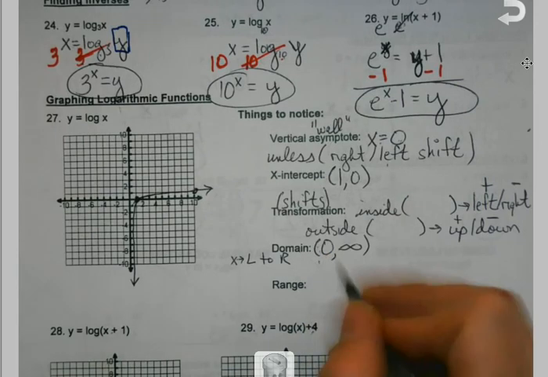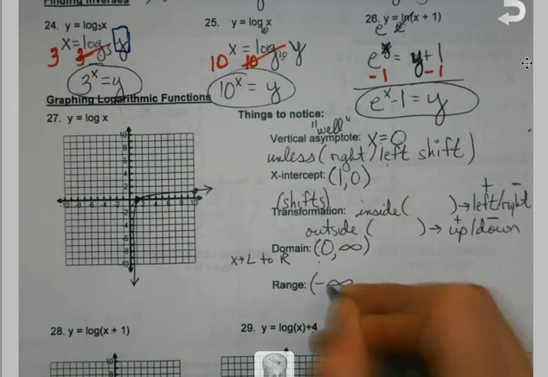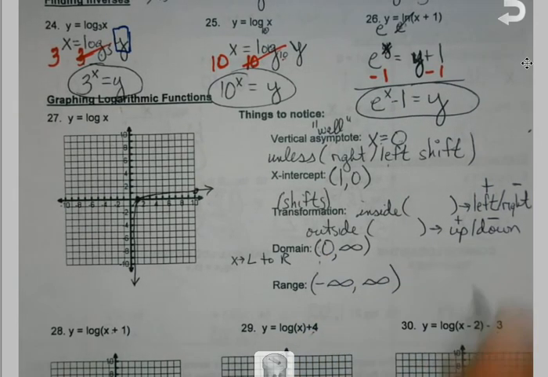My range, though, is the one this time that's the easy one. You remember it was domain was the easy one when we were doing growth and decay, because it was always negative infinity to infinity for domain. Now it is for range. Always negative infinity to infinity. Never going to change.